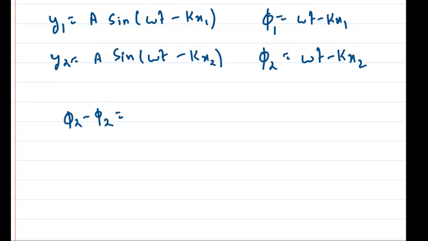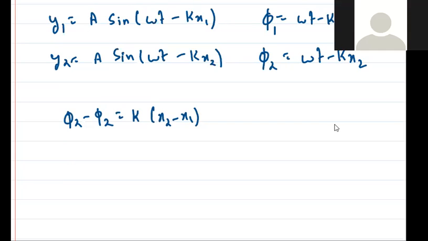Now if I want to find phi 2 minus phi 1, what will it be? Everyone tell me, what is phi 2 minus phi 1? Don't you think it will be k times (x2 minus x1), because k is constant, right? Yes or no?